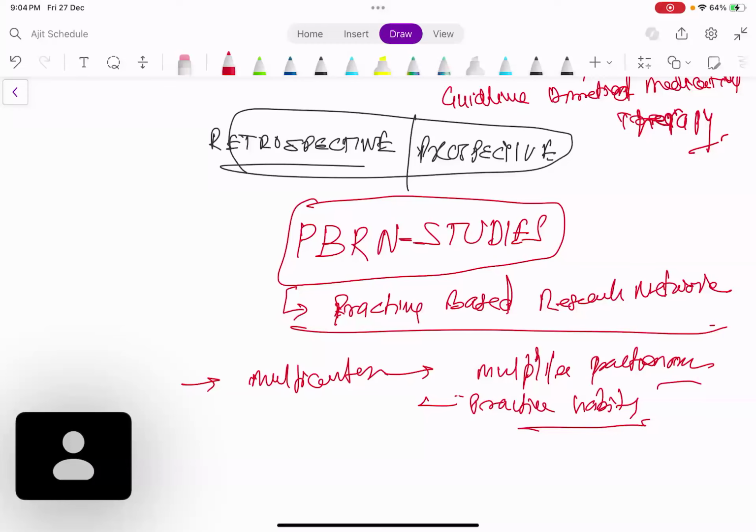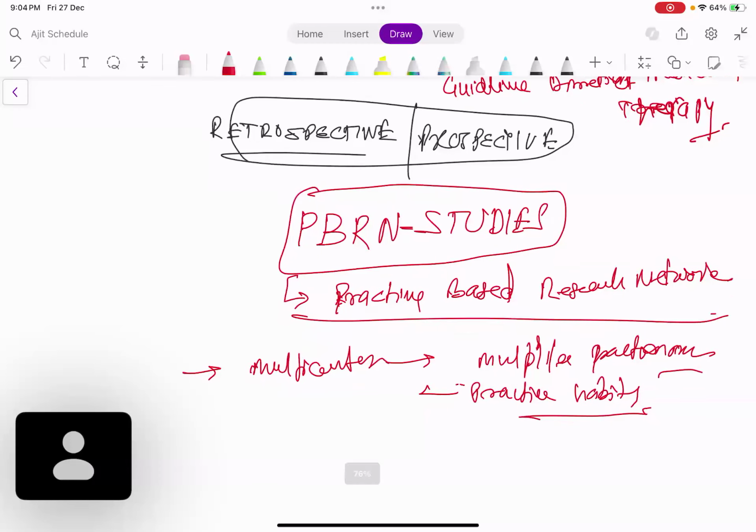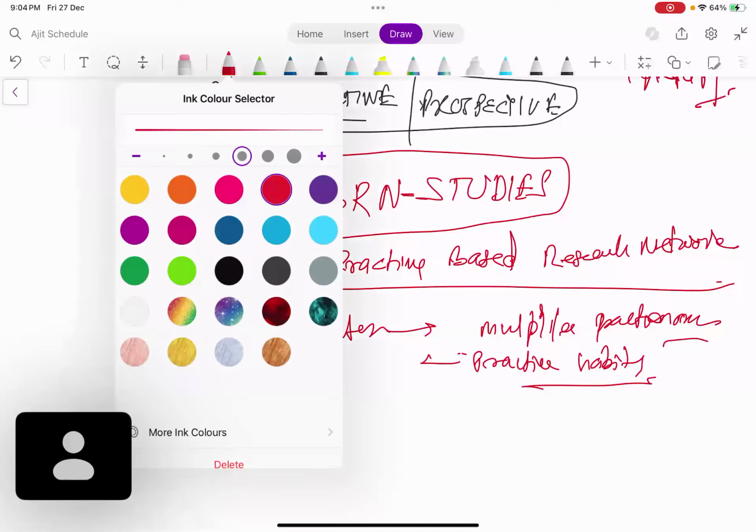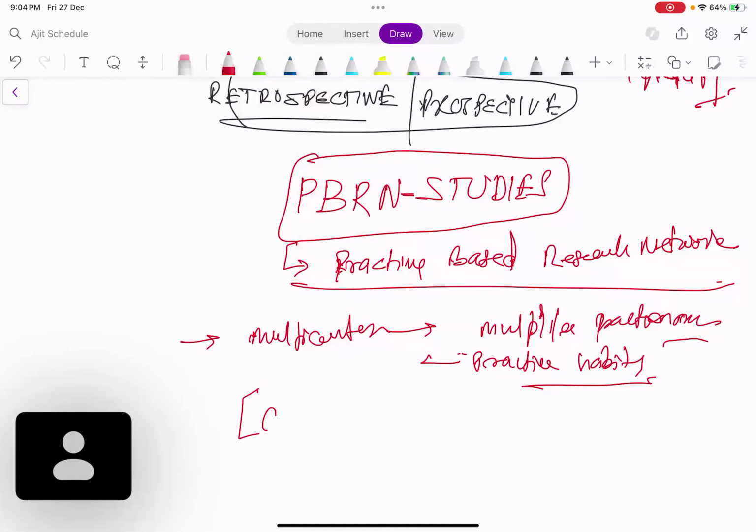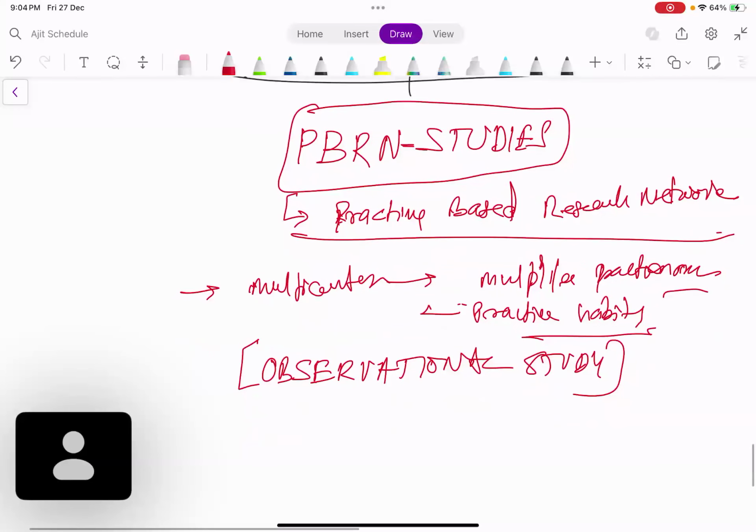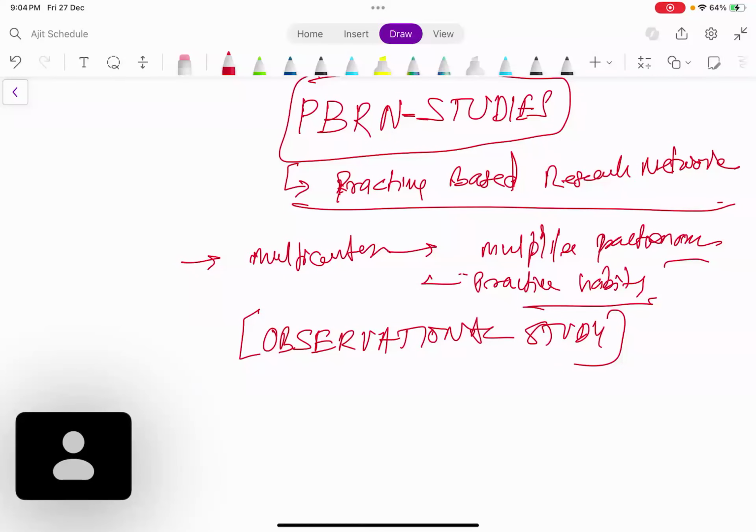And definitely, what type of study will we do here? We have to do observational only. We cannot do randomized control. We have to do an observational study. How would you do that? That is why we call it PBRN, and why it is observational.